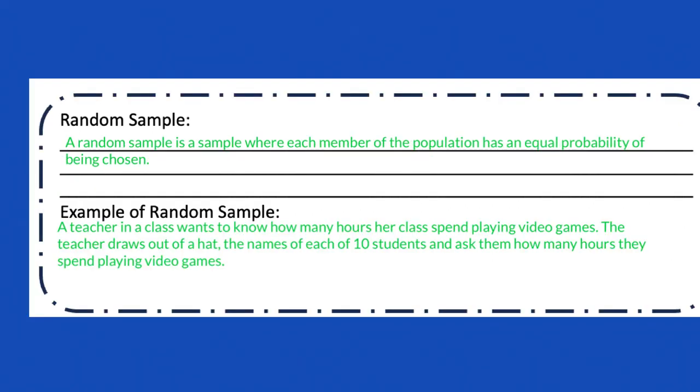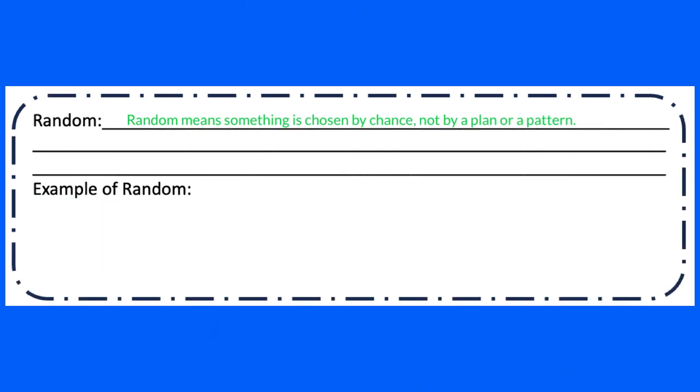So a random sample is a sample where each member of the population has an equal probability of being chosen. So they each have an equal chance. An example of that would be a teacher in a class who wants to know how many hours her class spends playing video games. The teacher will draw out of a hat the names of 10 students and ask them how many hours they spend playing video games. This is random because the teacher's not just calling on the people she wants, but there's a chance that every single person in the class could be picked to answer the question.